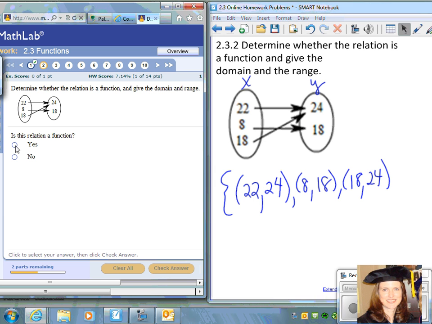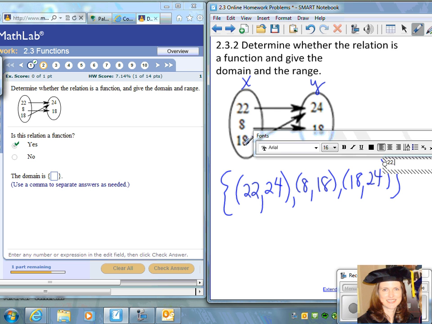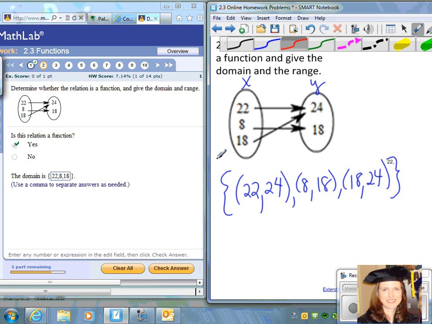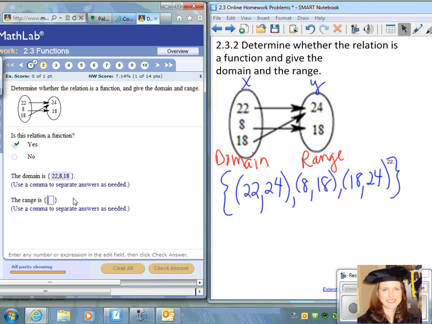So is this relation a function? Yes. And then we're going to list the domain. The domain is the set of all the x values and everything that's in this first grouping, which you have 22, 8, and 18. Those are all the elements in the domain. And the range would be all the elements that are in the group of y's, which would be 24 and 18.